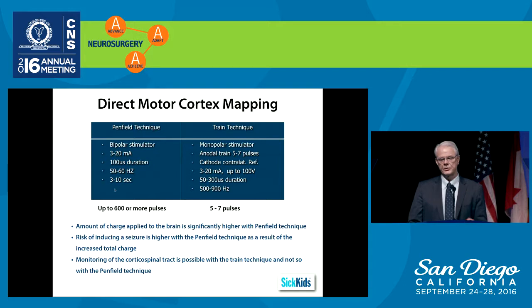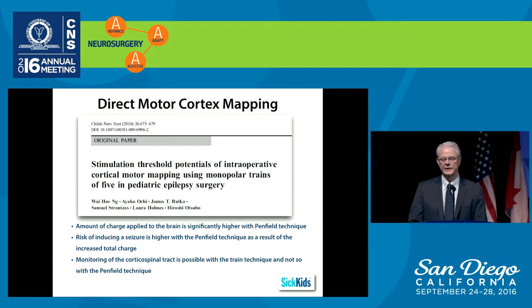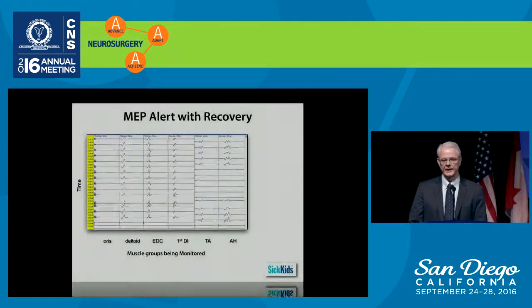The difference between the two has to do with number of pulses that are given, the Penfield technique having a higher number, 600 or more pulses, whereas the train technique, 5 to 7 pulses. What's interesting is the chances of inducing a seizure is much higher with the Penfield technique at the time of surgery than it is with the train technique. And monitoring the cortical spinal tract is only possible with a train technique and not so much for the Penfield technique. Here's another publication from our group that illustrates our use of the train technique.